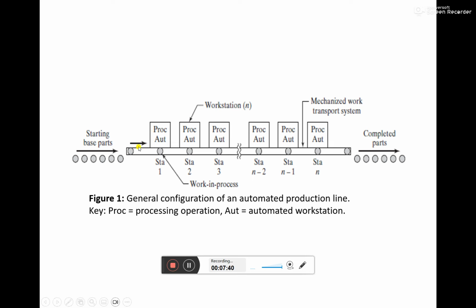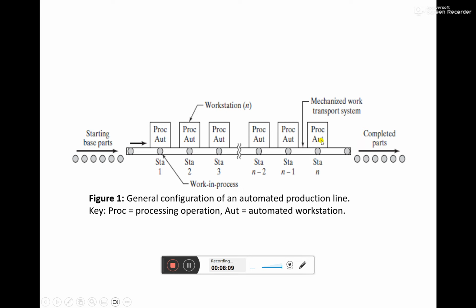So in between, the main base material travels from one station to another by means of the work transport system. That work transport system may be a belt conveyor or roller conveyor. So this is the mechanized work transport system mentioned here. It may be like a roller conveyor or belt conveyor. So this is about this particular diagram.